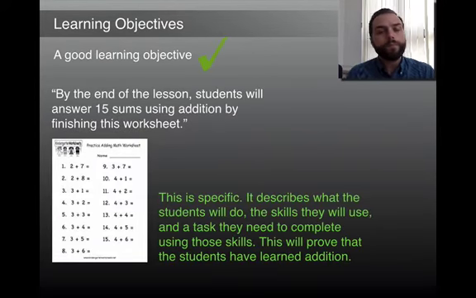So here's another example. And again, this is for math. So a good learning objective. By the end of the lesson, students will answer 15 sums using addition by finishing this worksheet. So this objective statement, this is specific, and it describes what the students will do, the skills they will use, and a task they need to complete using those skills. So this will prove that the students have learned addition. Okay, so this is a good learning objective statement because of these reasons.